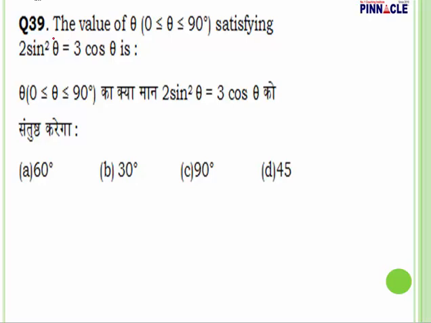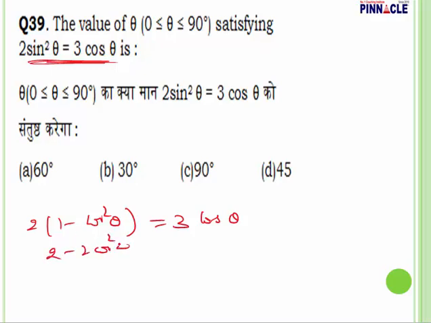Question number 39. We have to find the value of theta which will satisfy this equation. So here you can write 2 into 1 minus cos square theta, because sin square theta plus cos square theta is equal to 1. We have used that. 3 cos theta, you can write here 2, and then 2 cos square theta minus 3 cos theta is equal to 0. In other words, change the sign: 2 cos square theta, minus we have done plus, plus 3 cos theta, and plus we have done minus, which is equal to 2.